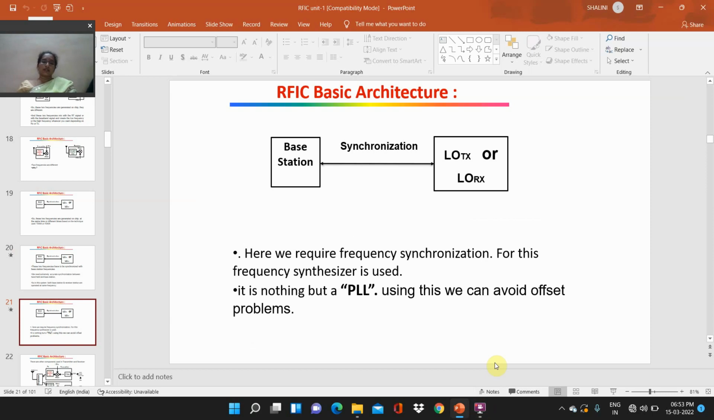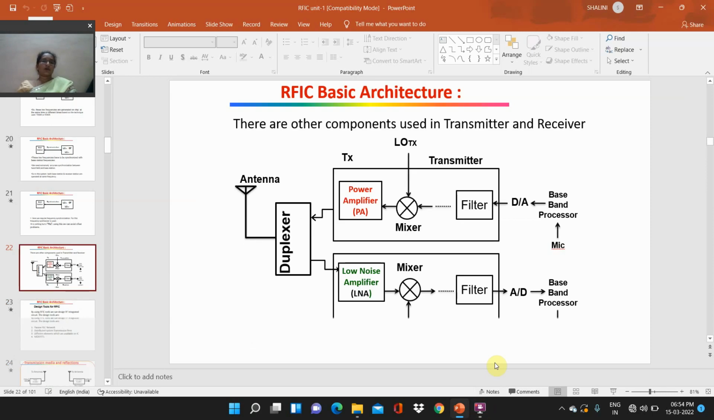Here we require frequency synchronization. For this, a frequency synthesizer is used. It is nothing but a PLL. Using this we can avoid offset problems.